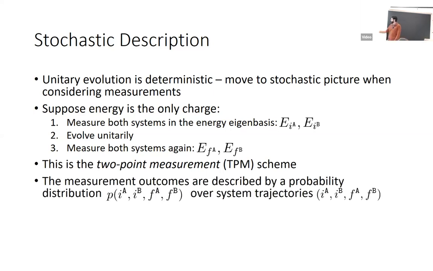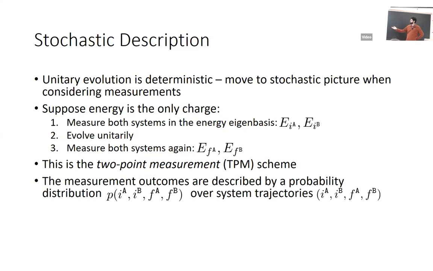So if we think about the initial and final measurements, we basically get four different outcomes. And we can think about the system as having gone this two-step trajectory. So systems A and B both started off with some definite energies, and they ended up in some definite energy at the end. And this occurred with some probability, P.